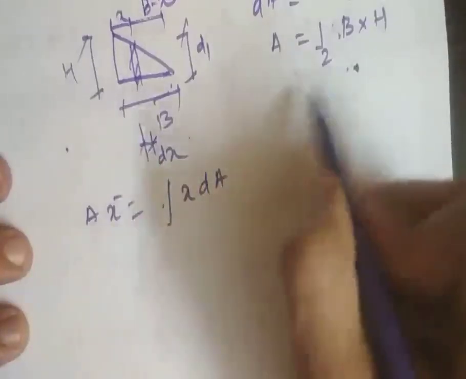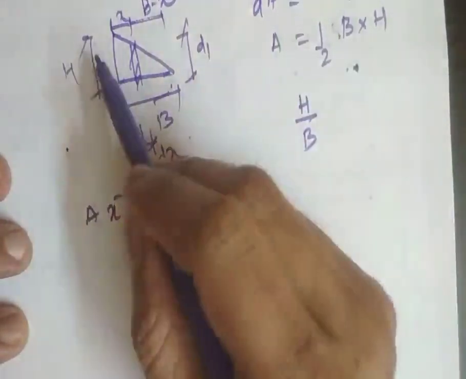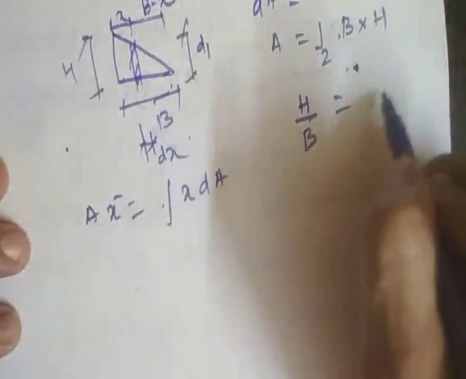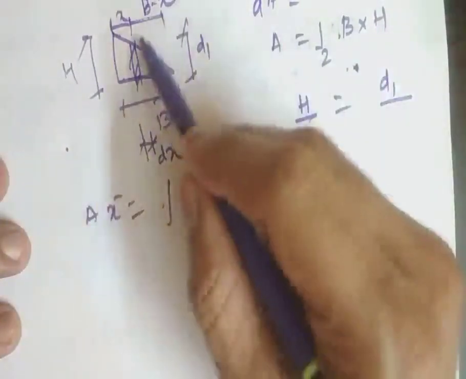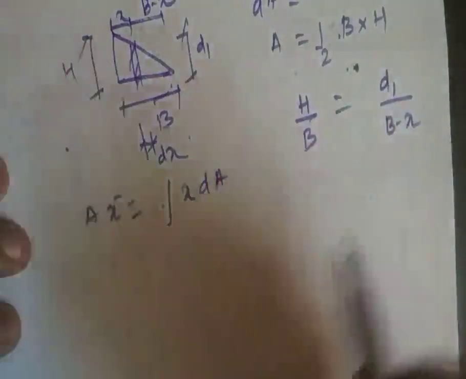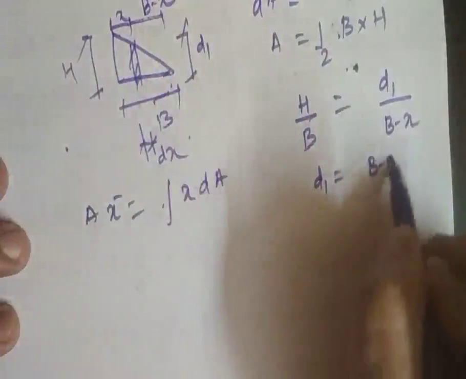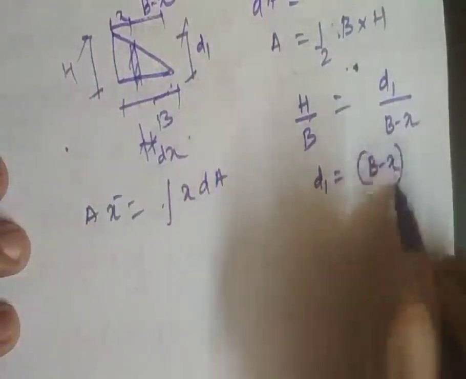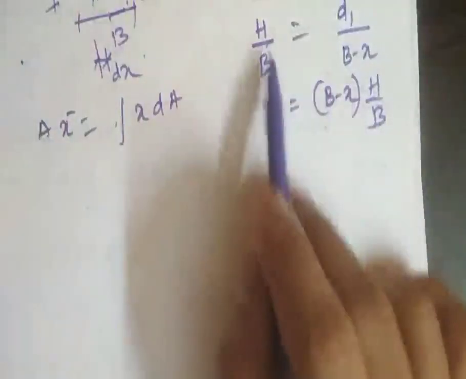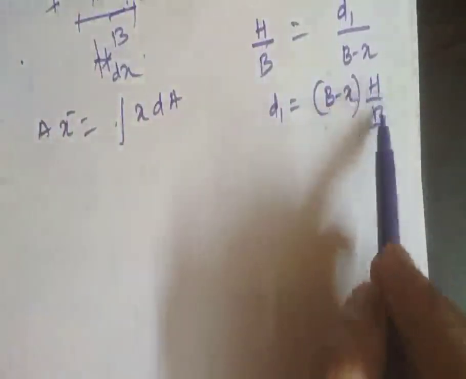So to solve this, apply the similar triangles principle here. H by b, that is the height of the bigger triangle divided by the base of the bigger triangle, is equal to d1, the height of the smaller triangle, divided by the base of the smaller triangle, which is b minus x. So cross multiplying, d1 will be equal to (b minus x) into h by b.